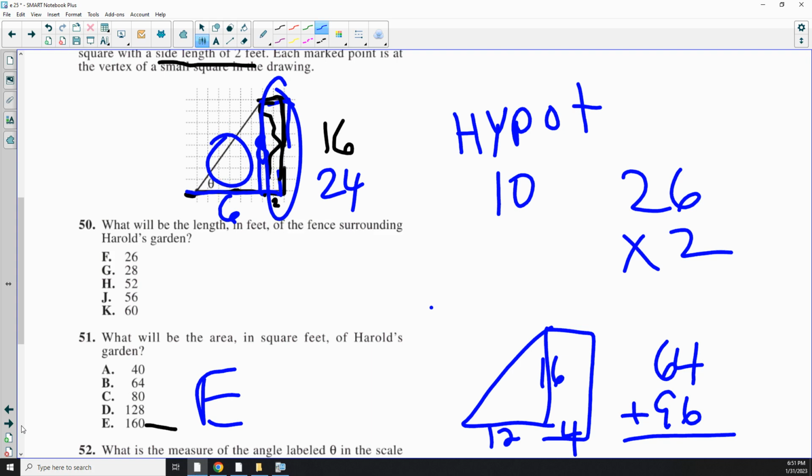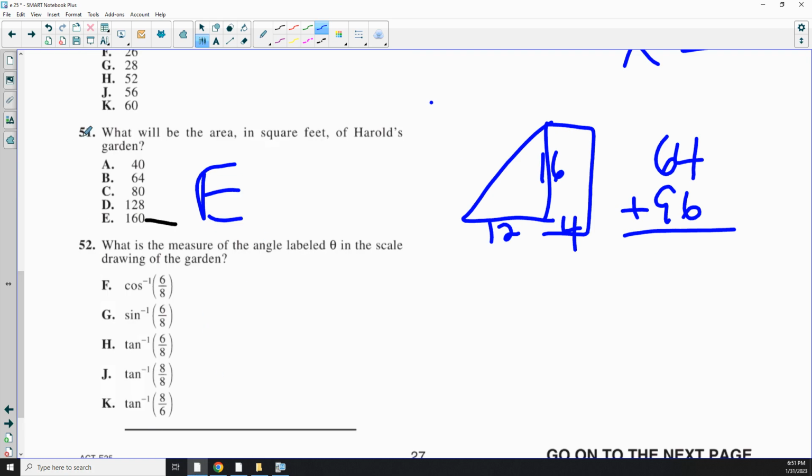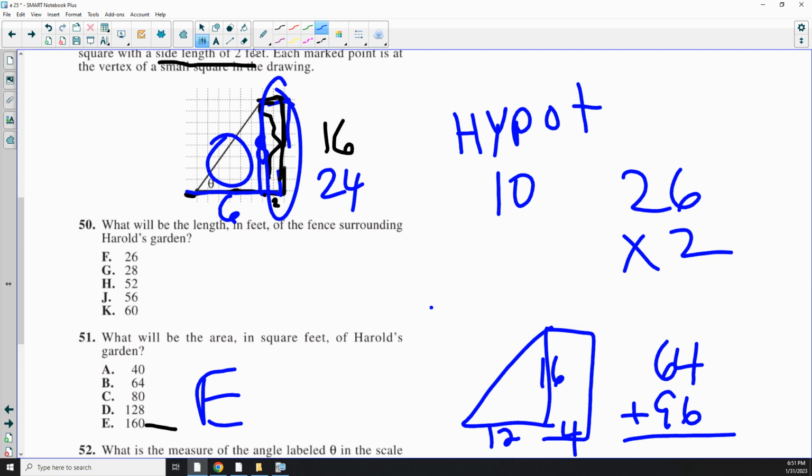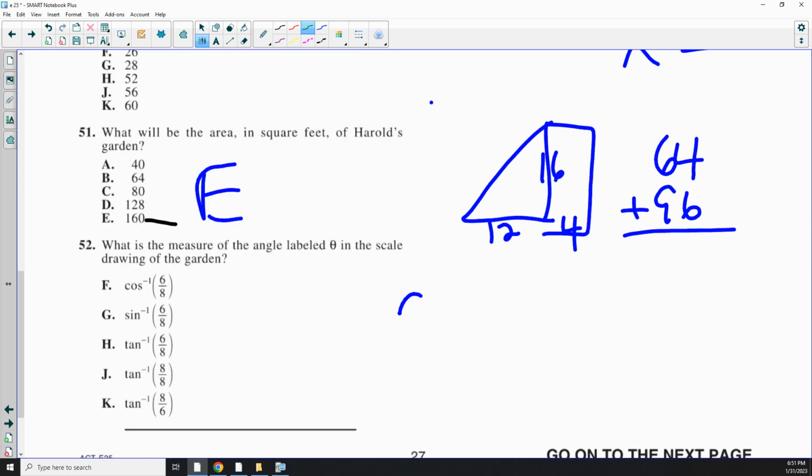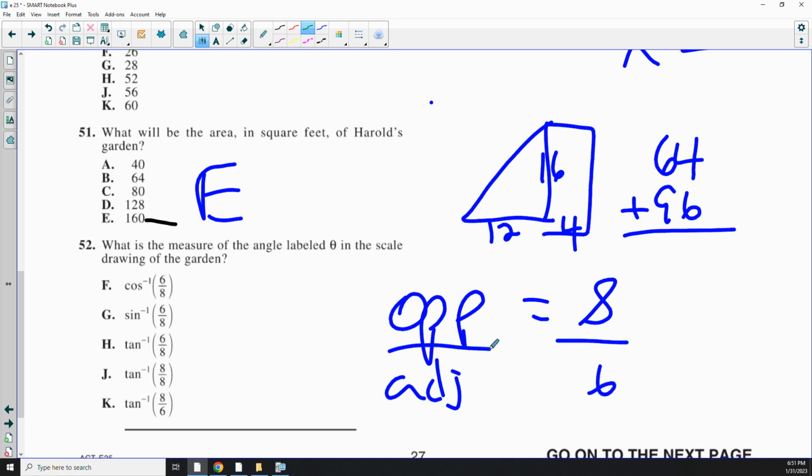Because each length is 2 feet. And then, which is the theta down there? Let me clear out all this roughage. The theta is going to be right here, and of course it is based on this right triangle, so the side opposite is 8, and the adjacent side is 6. Well, that is tangent, so the tangent is 8 over 6. The answer is going to have to be K.